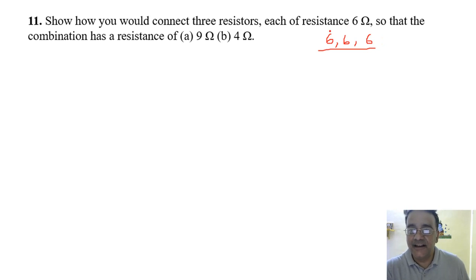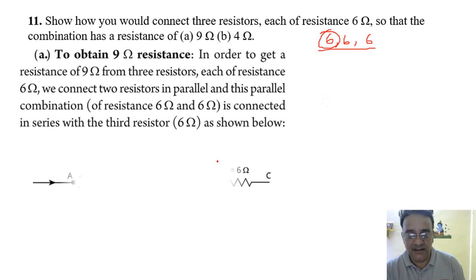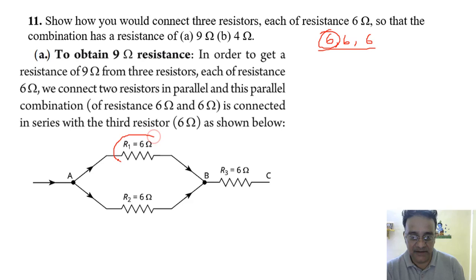Now, 9 is greater than 1 resistance, that is 6. So with 6 we will connect a parallel combination in series. That means we are going to take 2 resistances in parallel and 1 resistance in series. Okay, right. So this is the combination: R1 and R2 we will connect in parallel, and one we will connect in series.